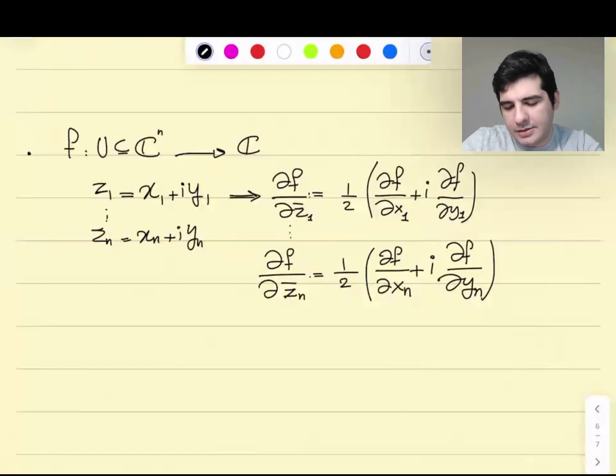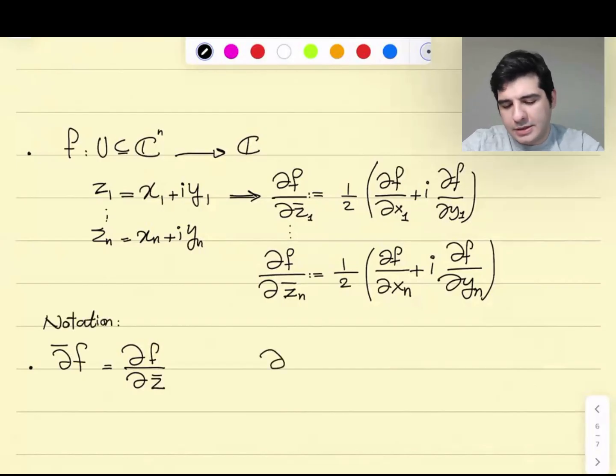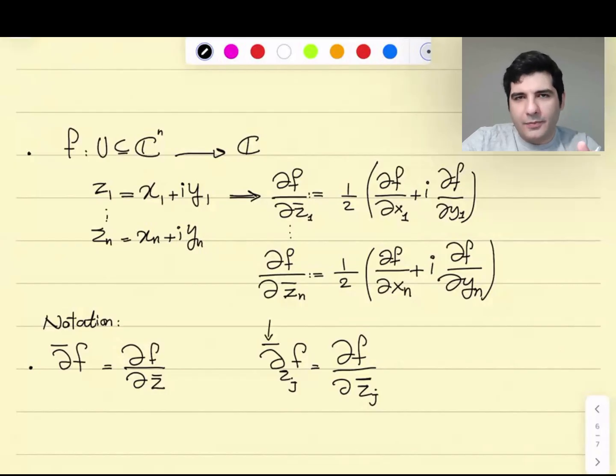Now we can have a slightly different notation. For the derivative of f with respect to z bar, we used the notation d bar of f. This is just a notation thing, and we can do that here too. So we might use d bar_j f of z1 up to zn, which simply means the partial derivative of f with respect to zj bar. So this bar above the partial derivative, in fact, is over the variable. This is just a notation.